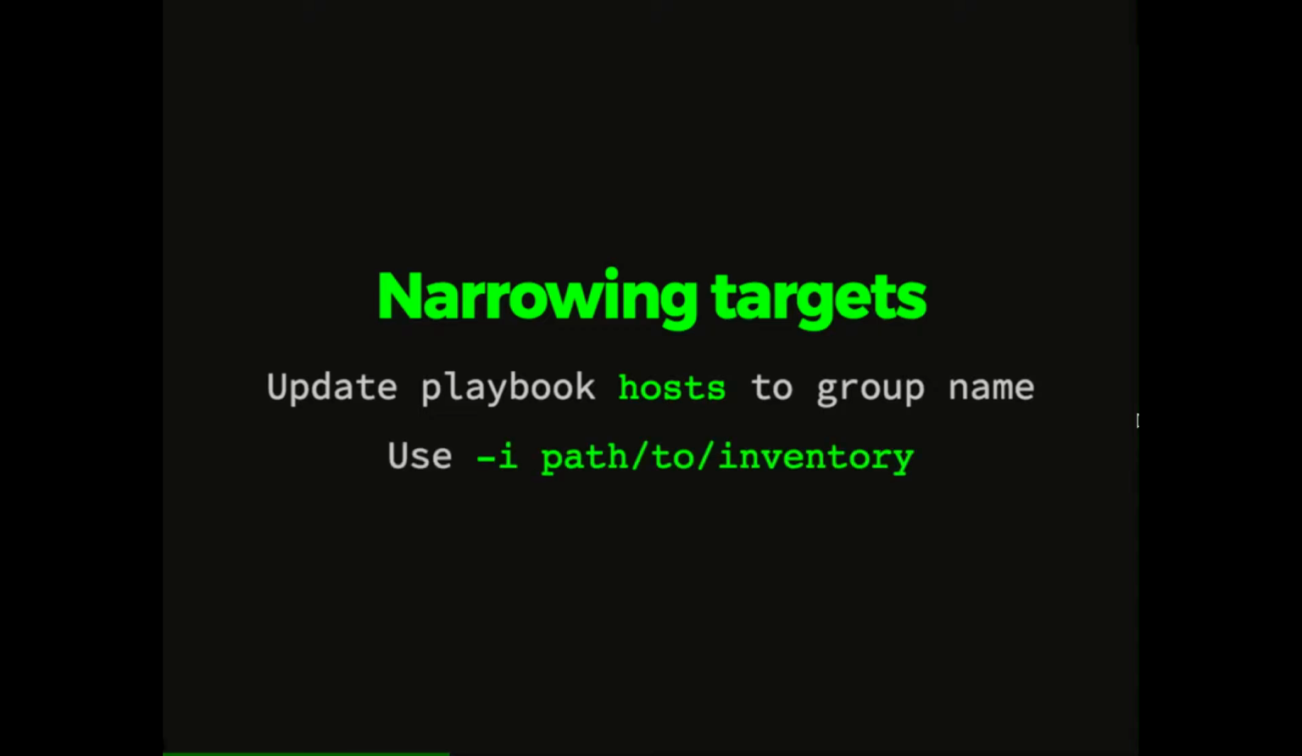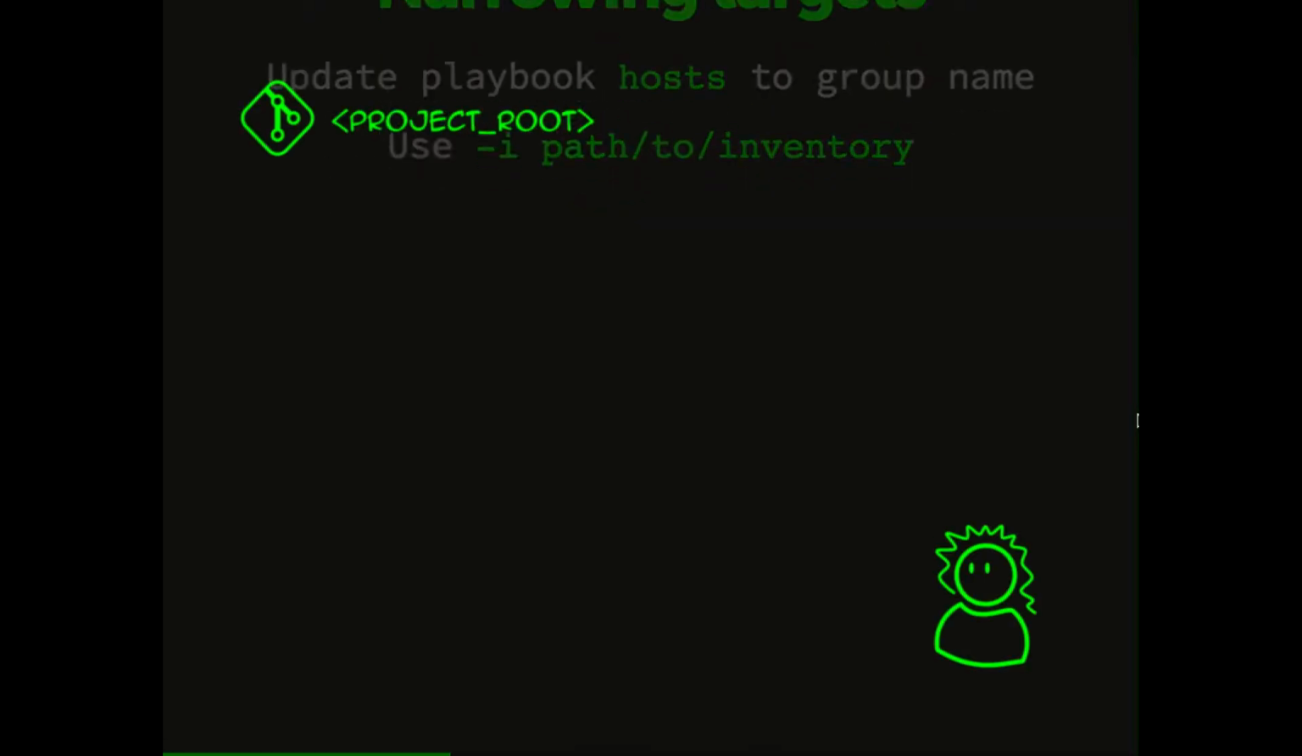The better way to do this is to actually use a specific inventory file. You can specify an alternative inventory file by passing it -i and then the path to the inventory file itself. This overrides the global inventory, so you can specify just the hosts that you need.